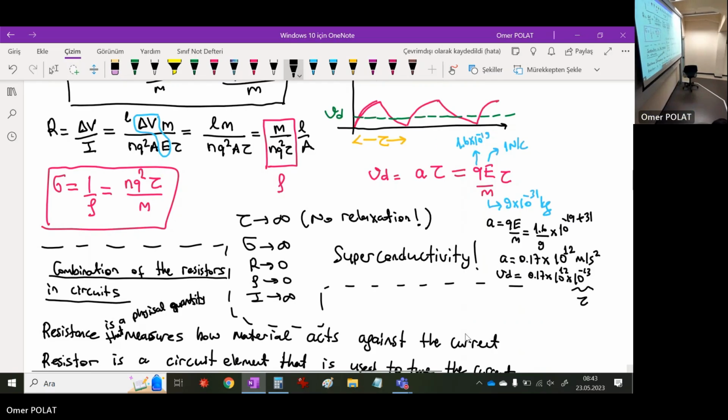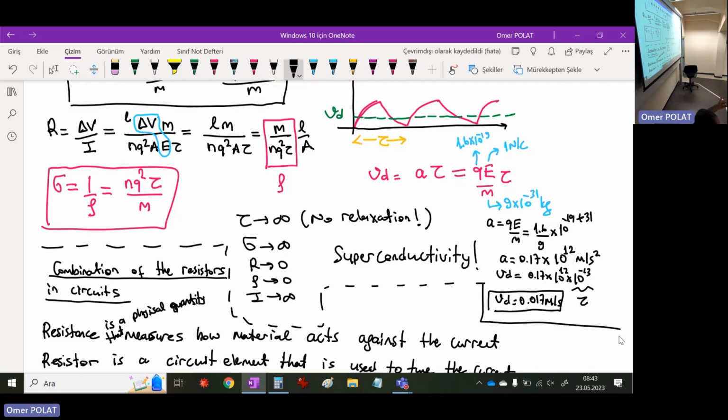Okay. So finally, the drift velocity is 0.017 meters per second. That explains it: yes, we have huge acceleration. Acceleration is huge, no problem, because the electron is small, and a field of 1 Newton per coulomb is enough to give a huge acceleration. But the problem is not acceleration. The problem is relaxation time. The problem is resistance.